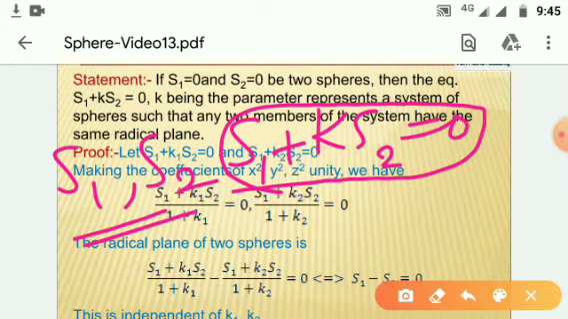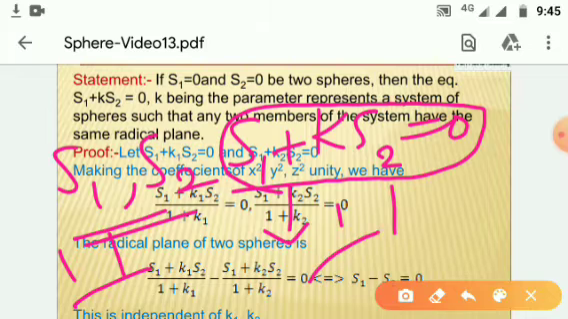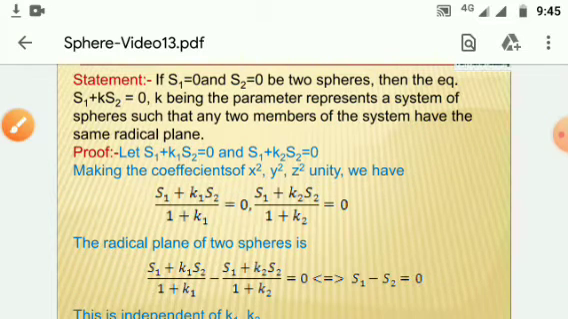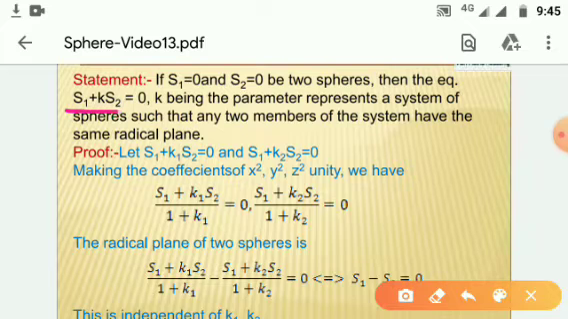Also, we have to prove that if you take any two members of the system, the radical plane each time is the same. For example, if you take two members of the system, you will get some radical plane. If you take another two members of this system, you will get another radical plane. But these two radical planes are not different, they are the same. So we have to prove that if you take any two members of the system, the radical plane is identical.